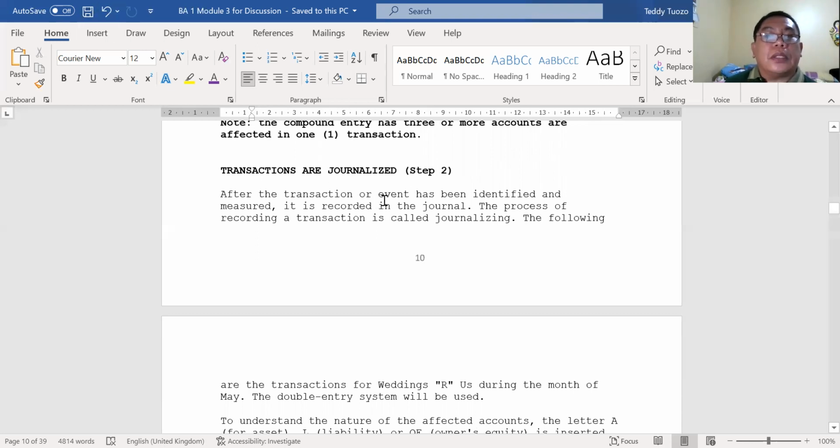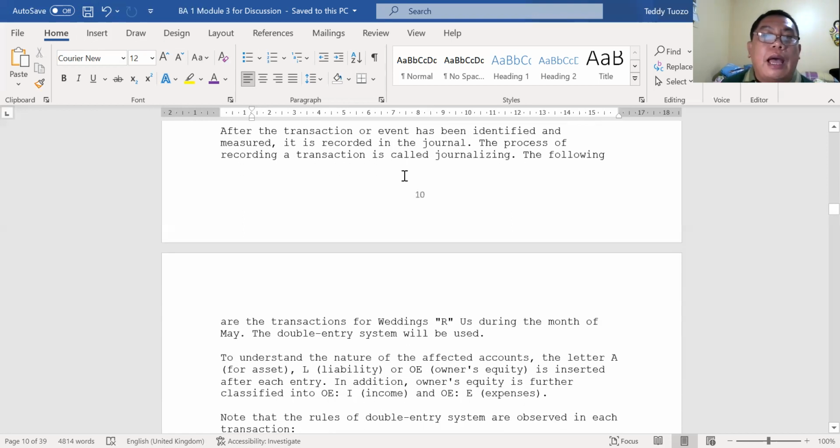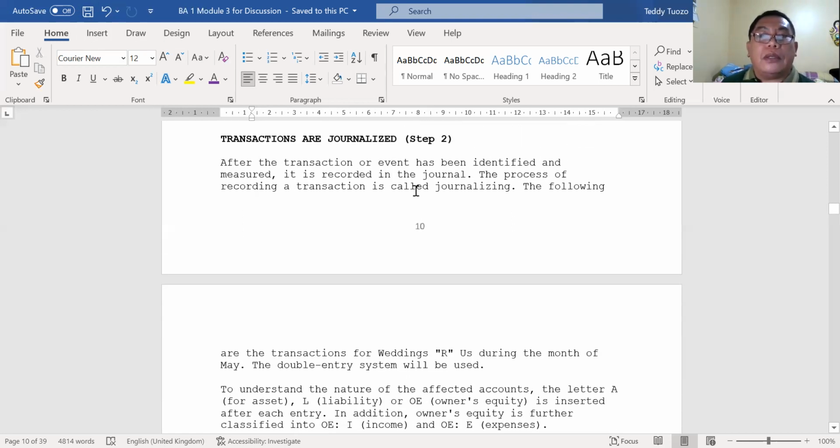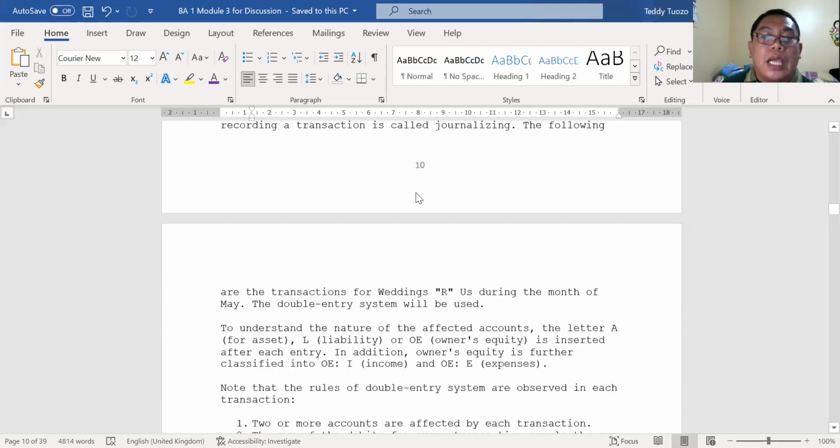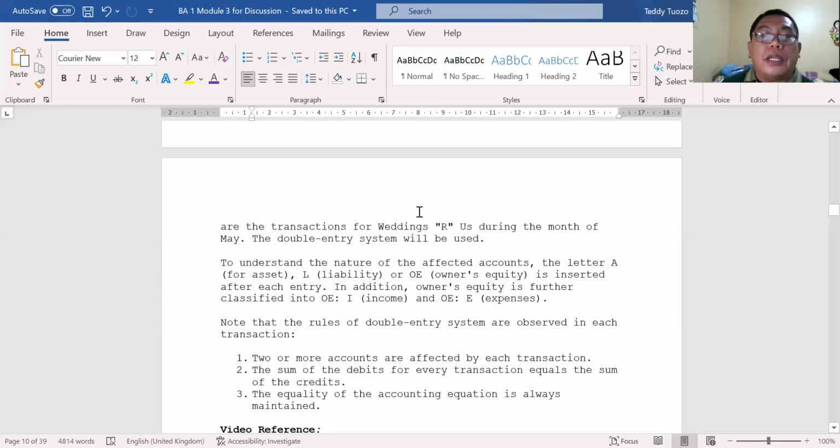Okay, now let's analyze. We are now on step number 2: the transactions are journalized. After the transaction or event has been identified, analyzed and measured, of course, it is recorded in the journal. The process of recording a transaction is called journalizing. The following are the transactions for the wedding planner during the month of May. The double entry system will be used. So there should always be a debit and a credit entry for every transaction.